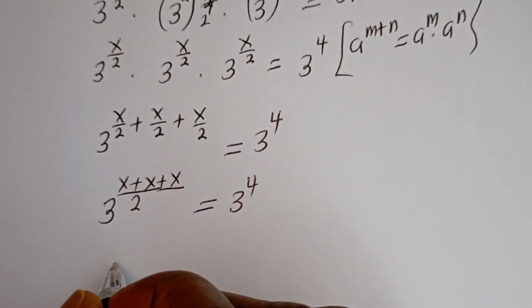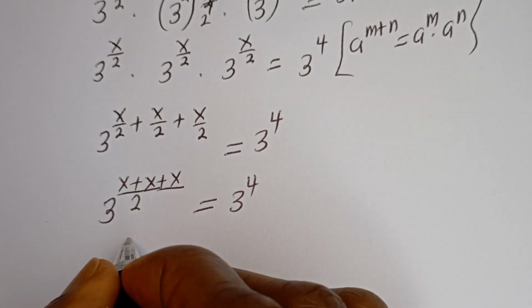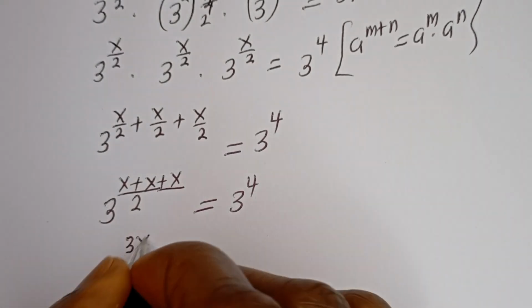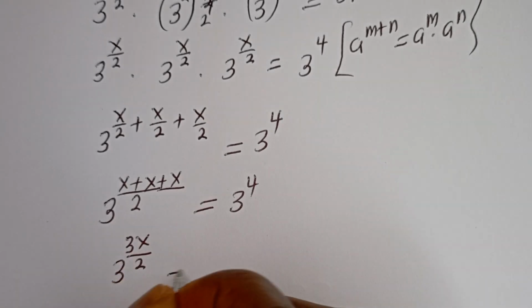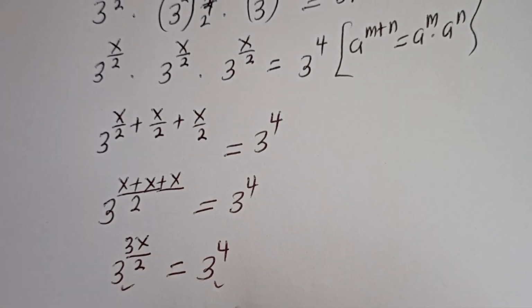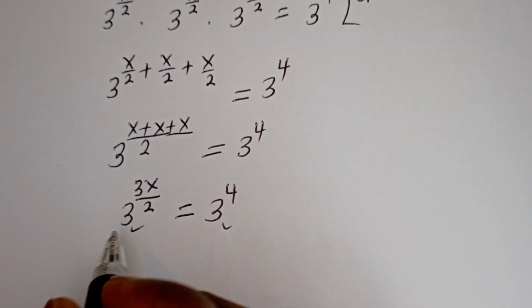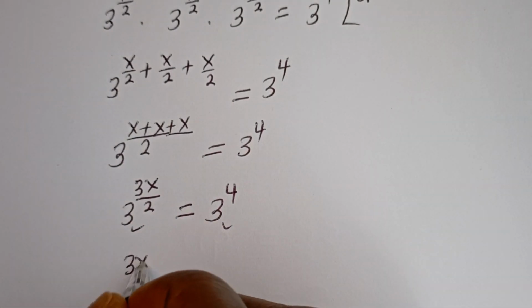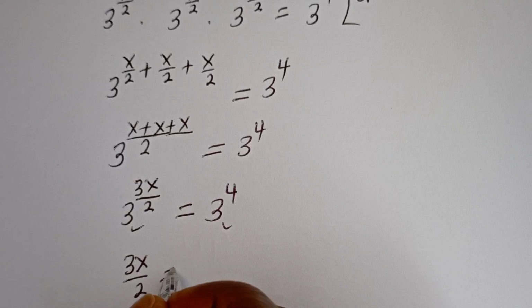Then this is 3 to the power of 3x over 2 is equal to 3 to the power of 4. The bases are equal, so we consider the exponents. Then 3x over 2 is equal to 4.